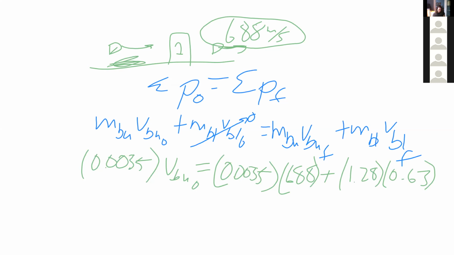Again, we have just one unknown. We just need to go ahead and isolate it, and this will be the velocity of the bullet initial. The velocity of the bullet initial for me happens to be 918 meters per second. Notice that these are in the range of several hundred meters per second. That makes sense for the speed of a bullet.